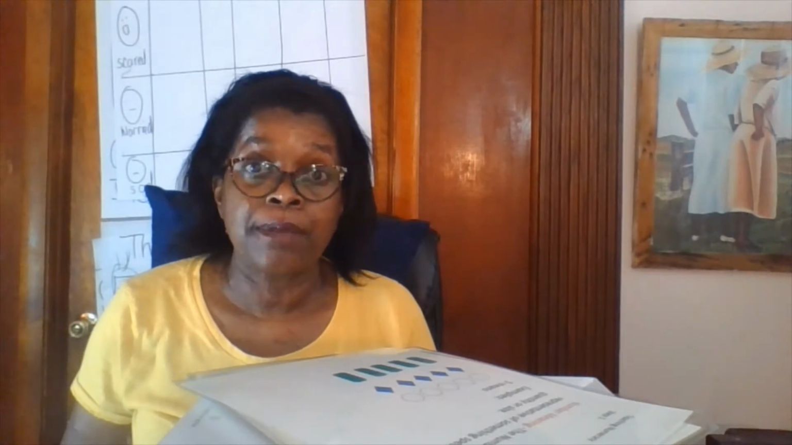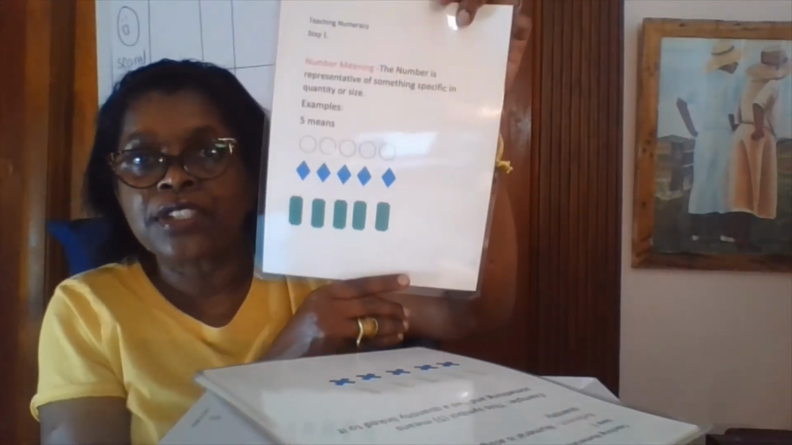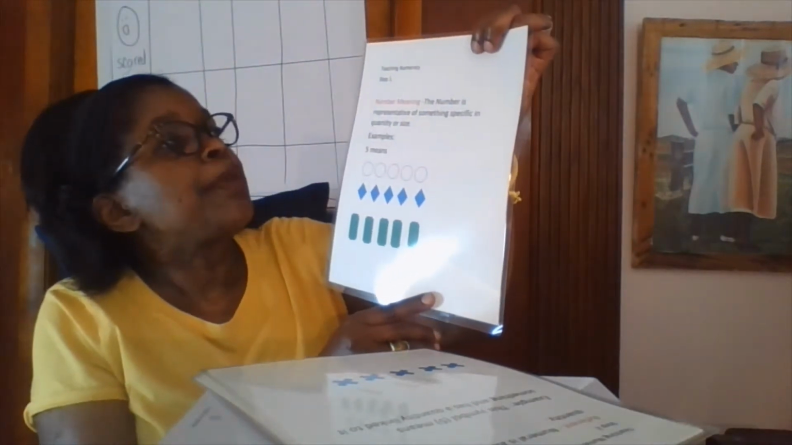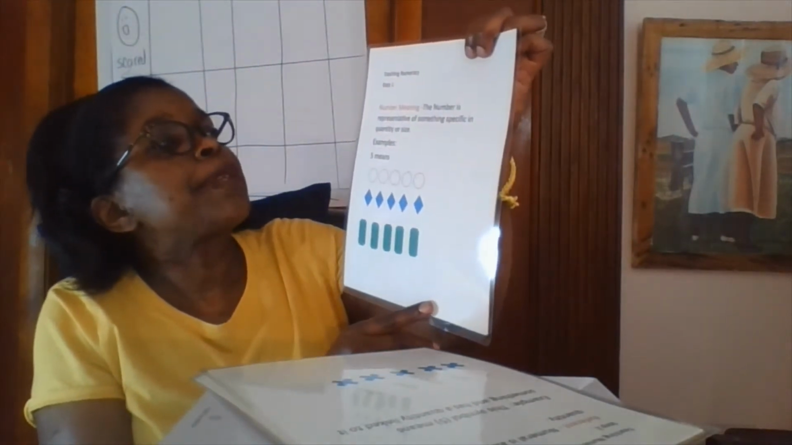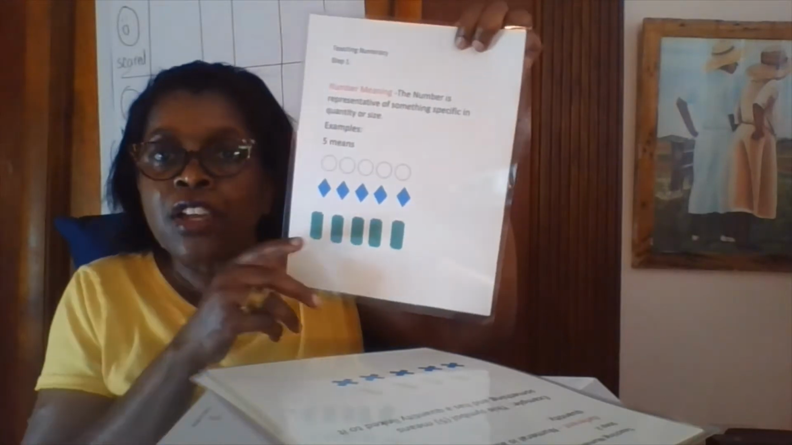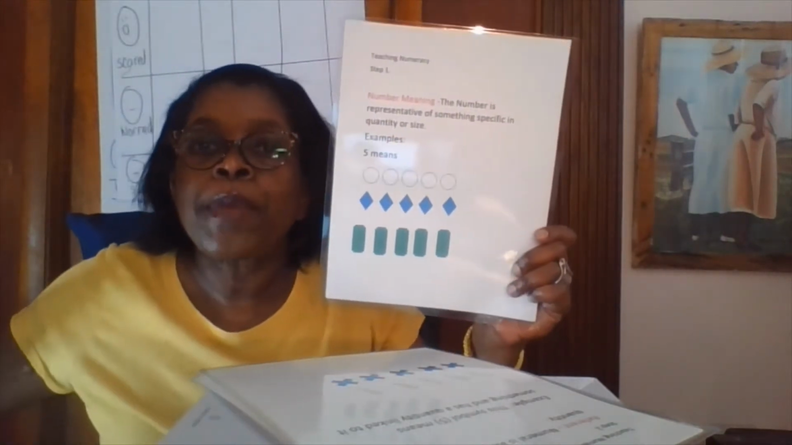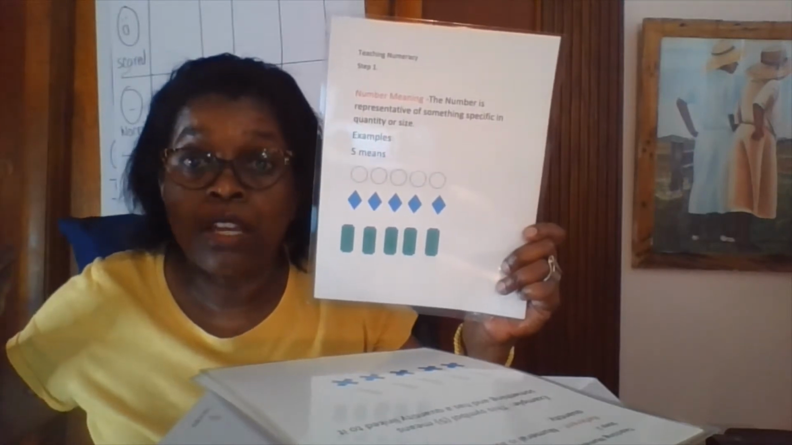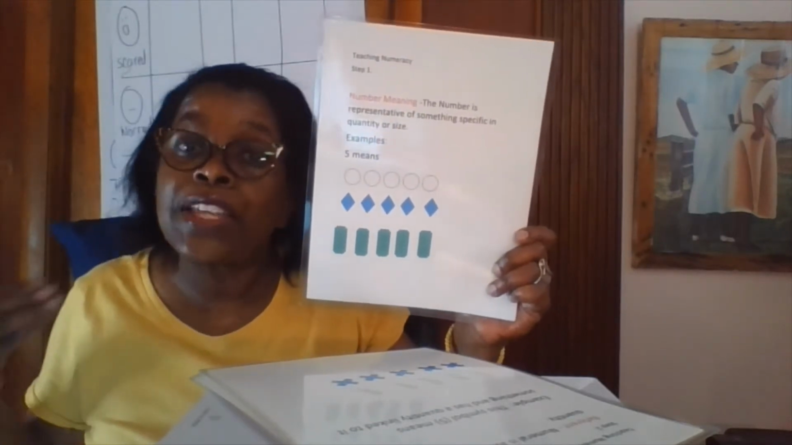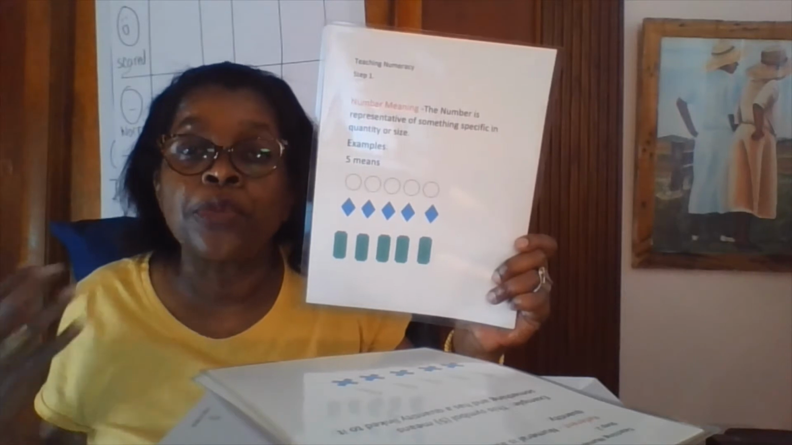Many parents have asked me the importance of early numeracy. And so I'm going to go over some of the steps as to why early numeracy is very important for your child. Okay, step one, I don't know if you can see it, is number meaning. The number is representative of something specific in quantity and size. So when the children say 1, they eventually will be able to attach a quantity or meaning to that number. That's the first step in numeracy.